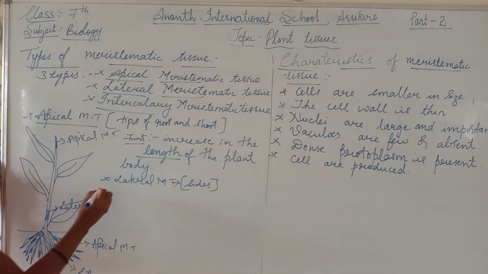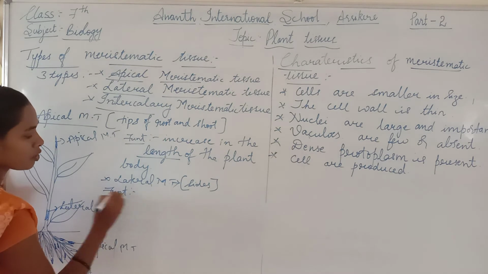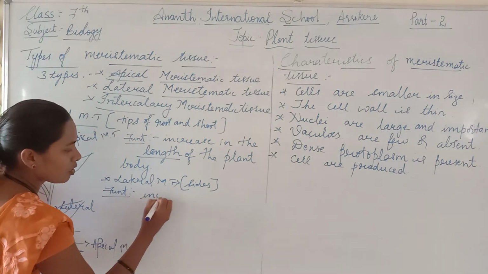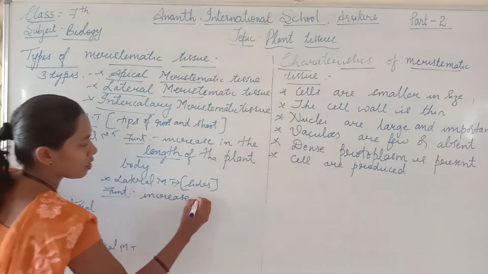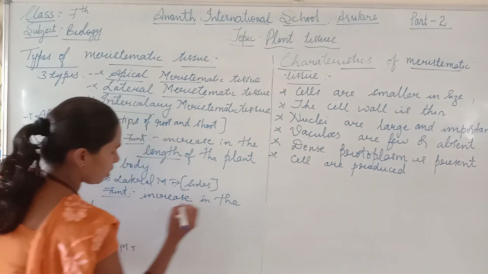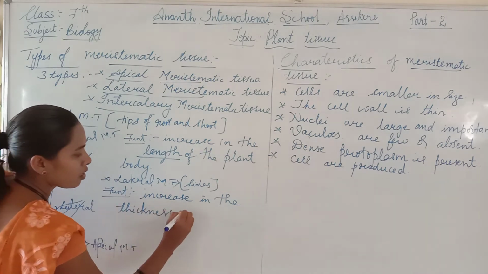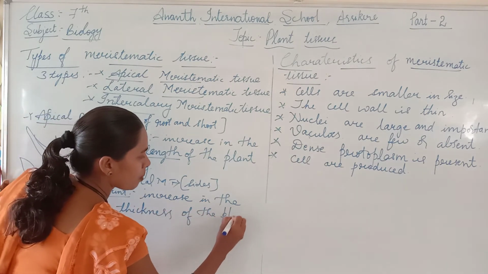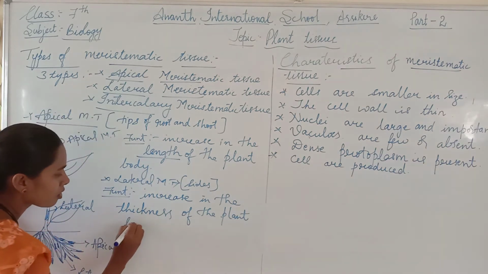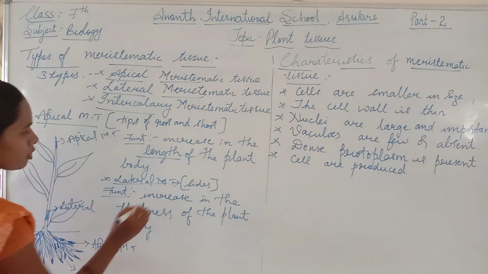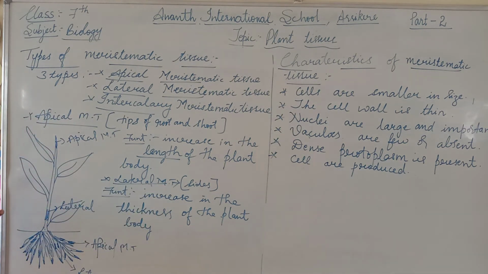The function of lateral meristematic tissue is increase in the thickness of the plant body. So one shows the growth, the length increases, that is apical. But in the lateral meristematic tissue, it shows the thickness. This thickness means the wider.